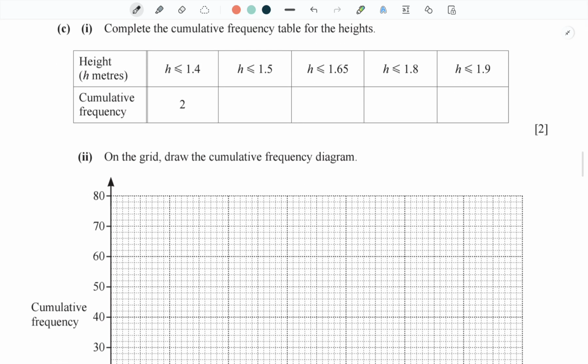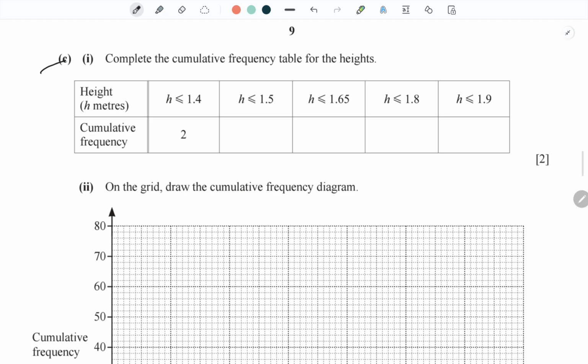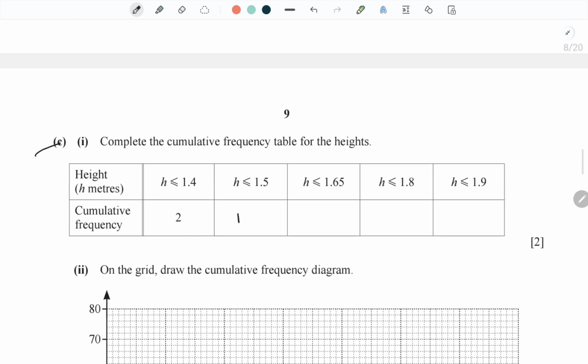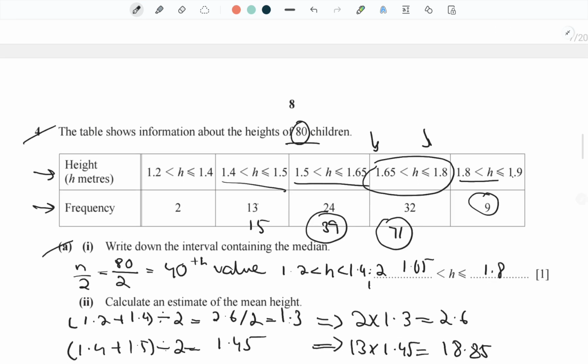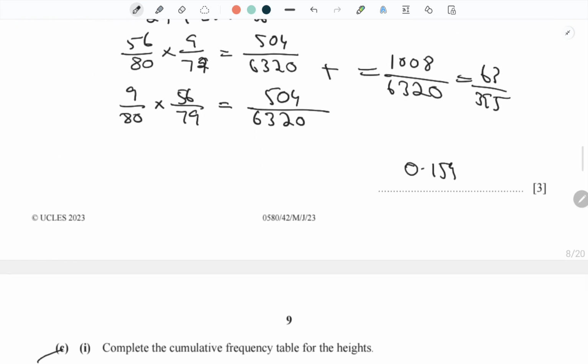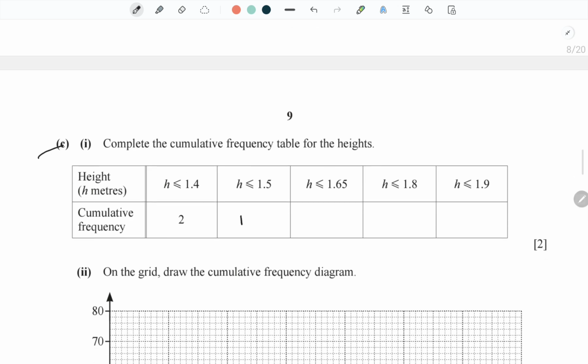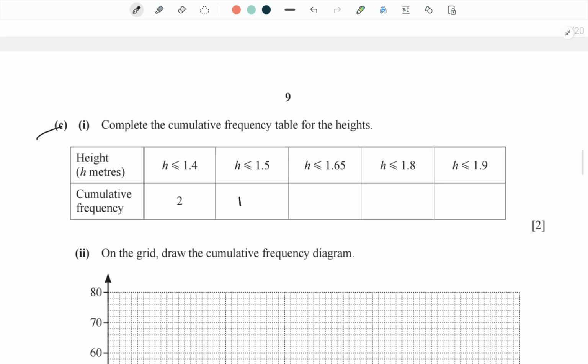Now we move to part C. In that one, complete the cumulative frequency table for the heights. Okay, h is less than or equal to 1.4, so we have the frequency 2. Now in the previous one we also completed this, so 2 plus the next one. So we have 13 and we have 24. If you see this one, I am talking about this one. We just add the values together, like 2 plus 13, so the next one we get 15.